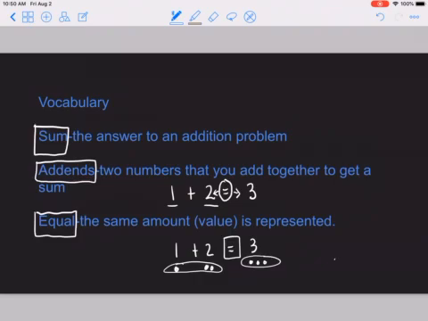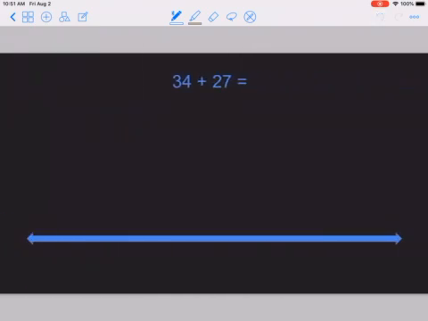If you had a scale, you all have used these in class sometimes. If you have a scale, you want to make sure that there's the same amount in each, so this scale is flat and balanced. So sum, the answer to an addition problem, add-ins, two numbers that you add together to get a sum, and equal means that the same amount or the same value is represented on both sides of our equation. Okay?